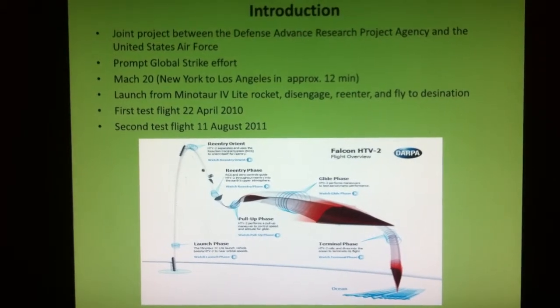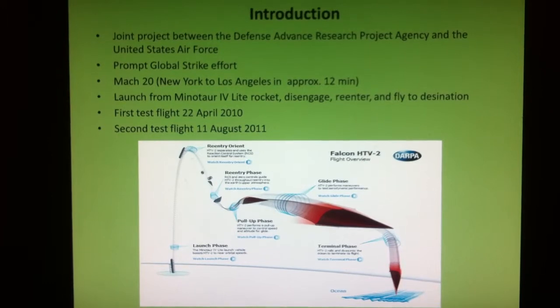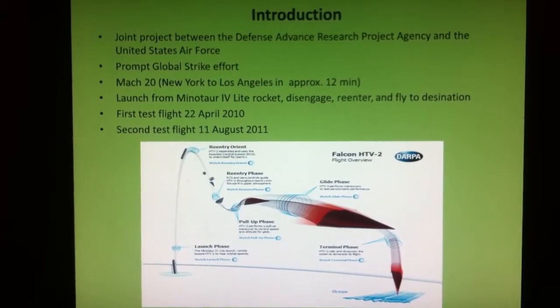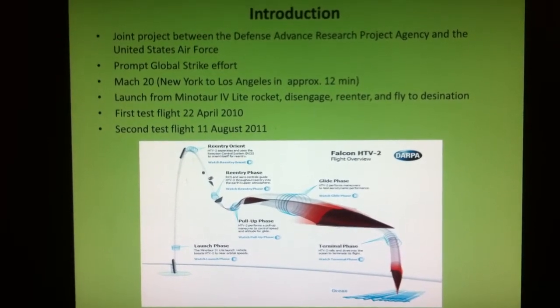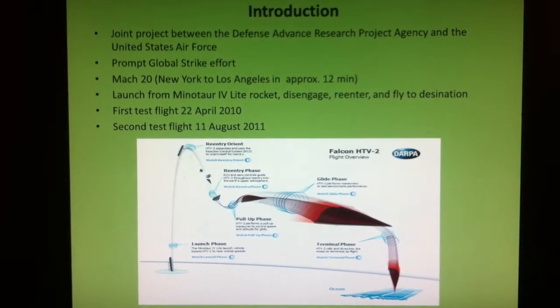The first test flight was conducted on the 22nd of April, 2010, and the second test flight was conducted on the 11th of August, 2011. Both test flights ended prematurely with the HTV-2 crashing into the Pacific Ocean.